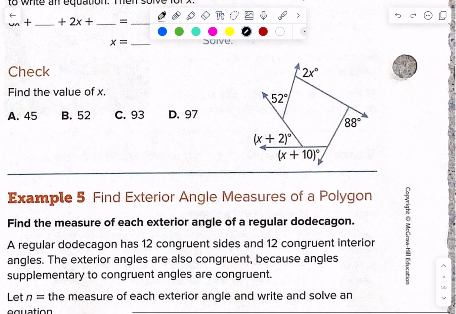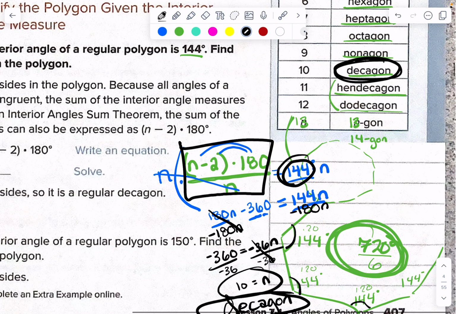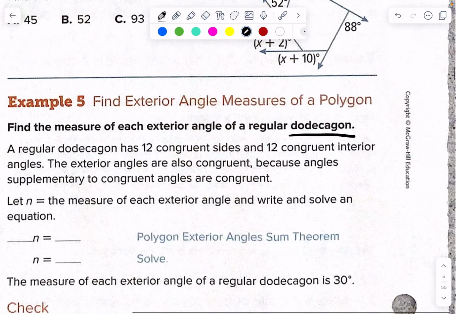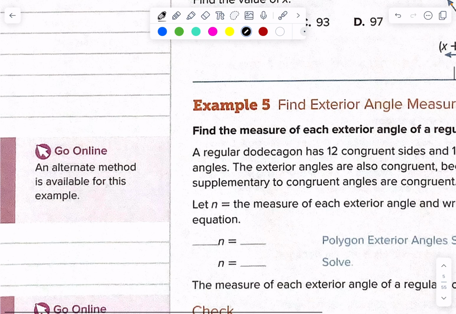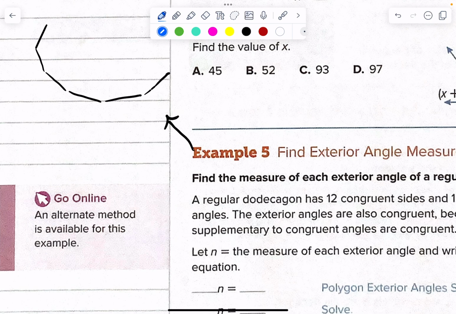Okay, last question. Example 5, find the measure of each exterior angle of a regular dodecagon. Now, if you need to look at the chart, a dodecagon is 12. That means it has 12 sides. So if I draw a picture of my dodecagon, I'm going to start drawing all 12 sides. So I've got like this going on here, right? This is my dodecagon, and it's going to look almost like a complete circle. If I make my little pinwheels all the way around, I'm trying to figure out what each one of those is.